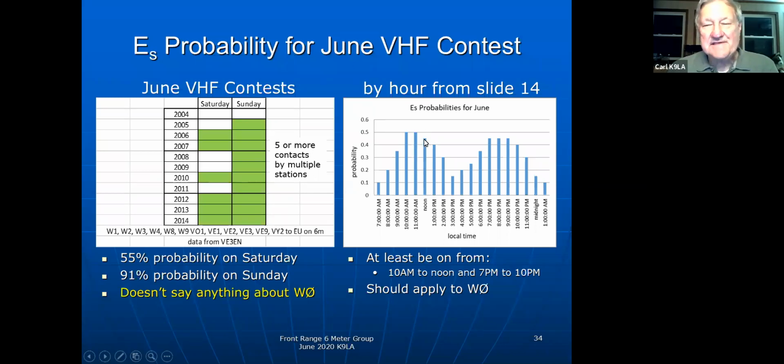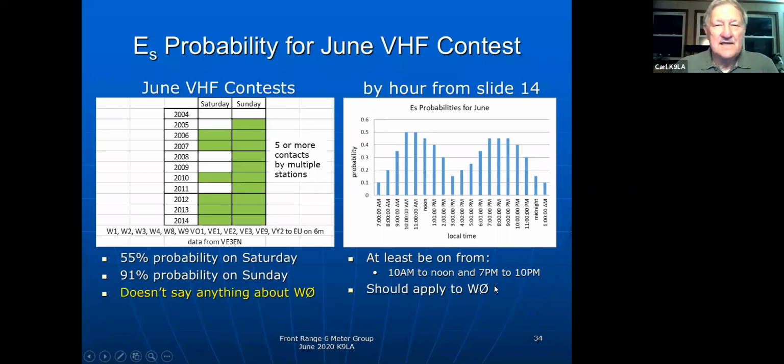What I think is still important, regardless of where you are in North America, is the probabilities by hour from slide 14, that sporadic E probability chart for 57 and 58. This is the data taken off that chart, and it shows that late morning is really the best time and early evening is the best time. That's when you should be on, and it should apply to W0.